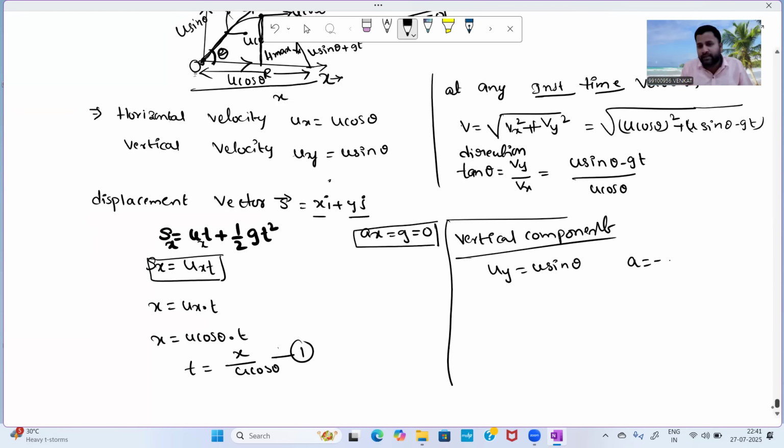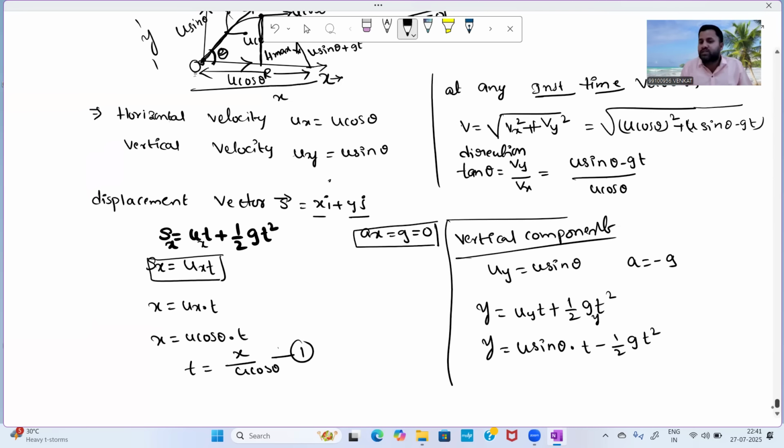As well as, the acceleration due to gravity is minus g. Then for the vertical component, which we are taking as y, we write the displacement: y equals u_y into t plus half g t square. This is the vertical component of g, so y equals u sin theta into t minus half g t square.